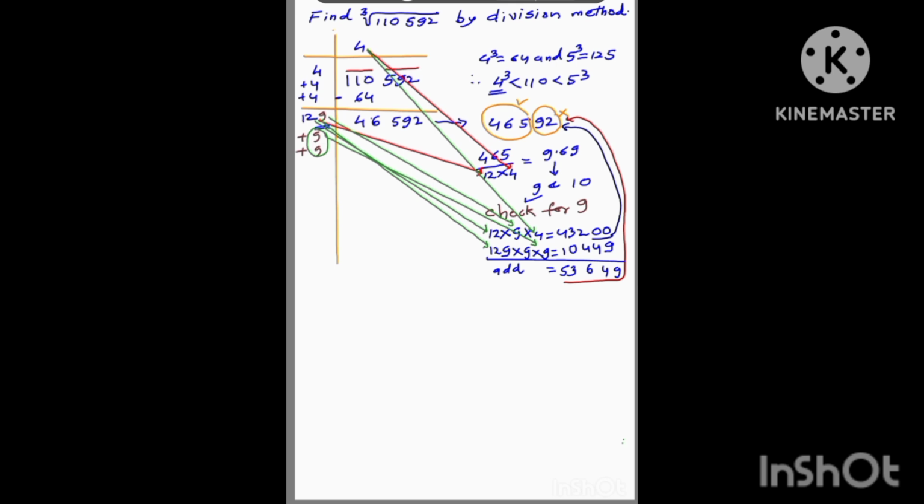Okay, the number we have got by 9 is bigger, greater than this. So we will have to consider a lower number. Now we will check for 8. Okay, so 9 will not be the number.